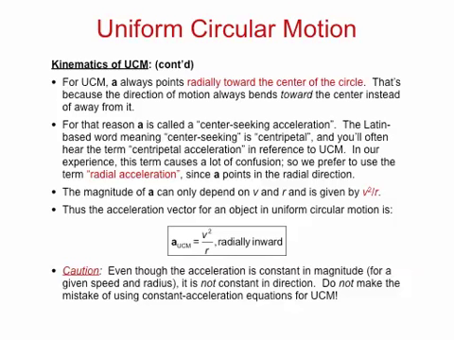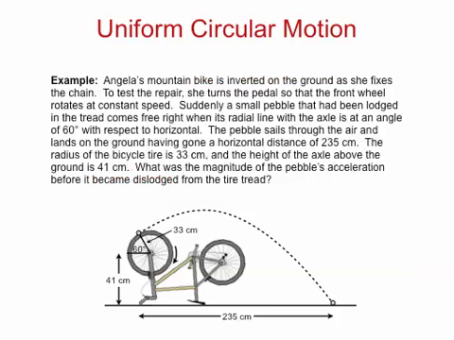Okay, let's do an example. Angela's mountain bike is inverted on the ground as she fixes the chain. To test the repair, she turns the pedal so that the front wheel rotates at constant speed. Suddenly, a small pebble that had been lodged in the tread becomes free right when its radial line with the axle is at an angle of 60 degrees with respect to horizontal.